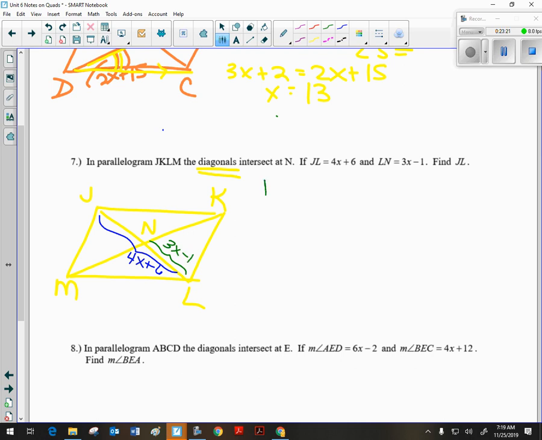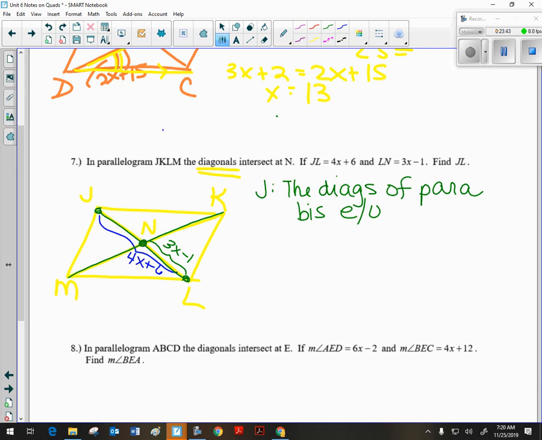And we have a property in a parallelogram that says the diagonals of a parallelogram bisect each other. What that means is that we have a segment going from J to L, and when the other diagonal KM cuts through it, it turns point N into a midpoint. And if N's a midpoint, then we know that the two parts are equal. So if one of the parts is 3x minus 1, so is the other part.